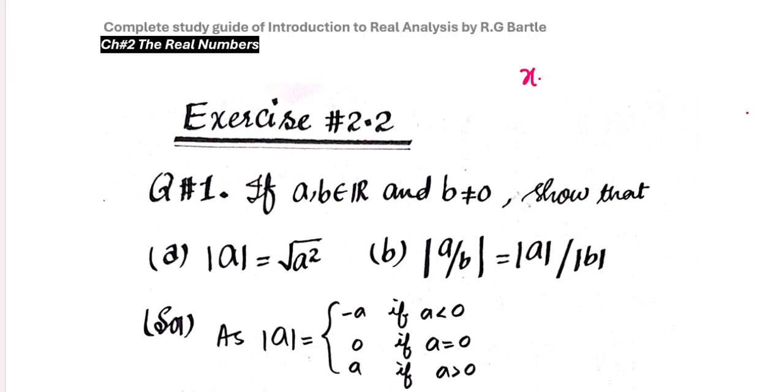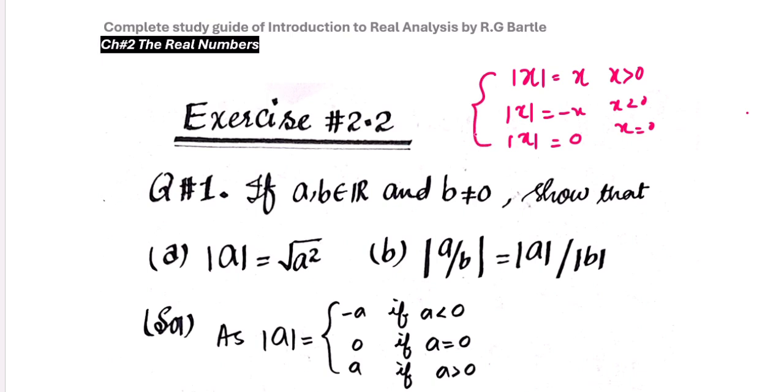If x is any real number, if x is positive, then its absolute value is positive x. If your x is negative, then the absolute value of x is simply minus x. And in case your x is 0, then its absolute value is equal to 0. This is the key of today's lecture.